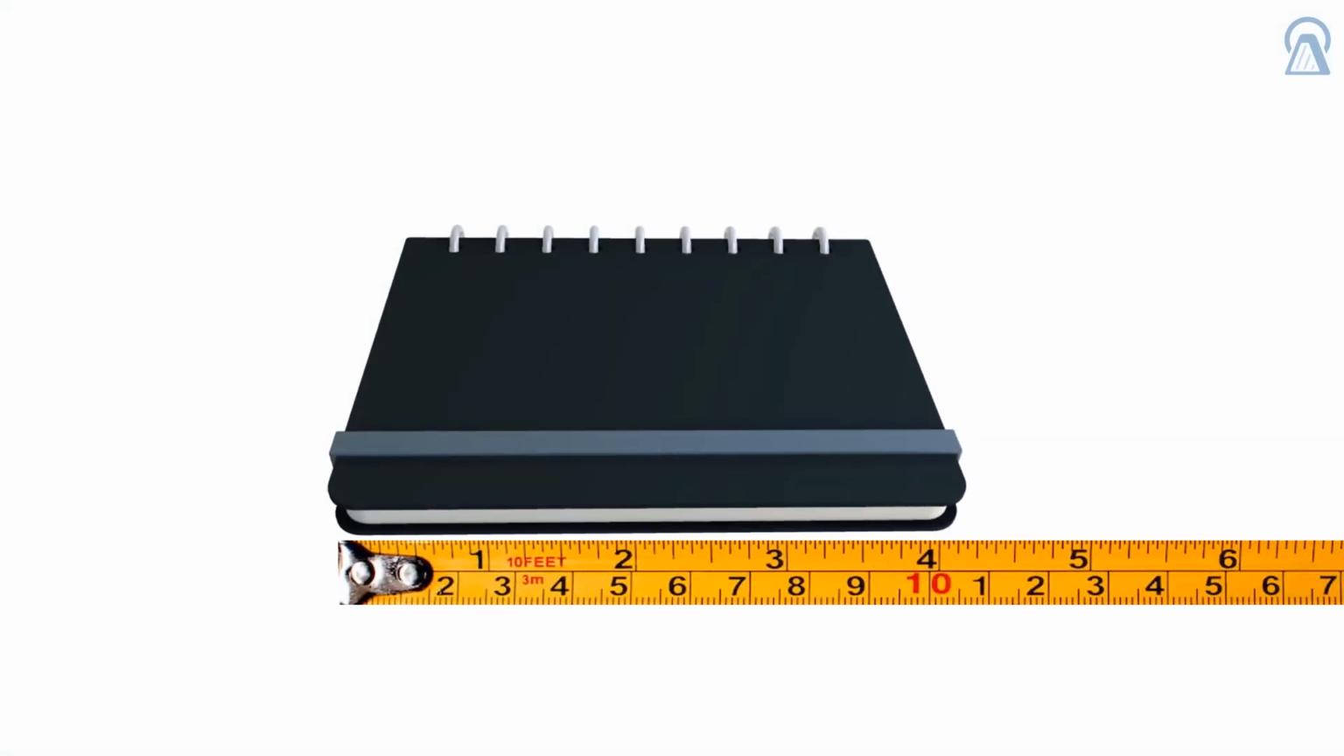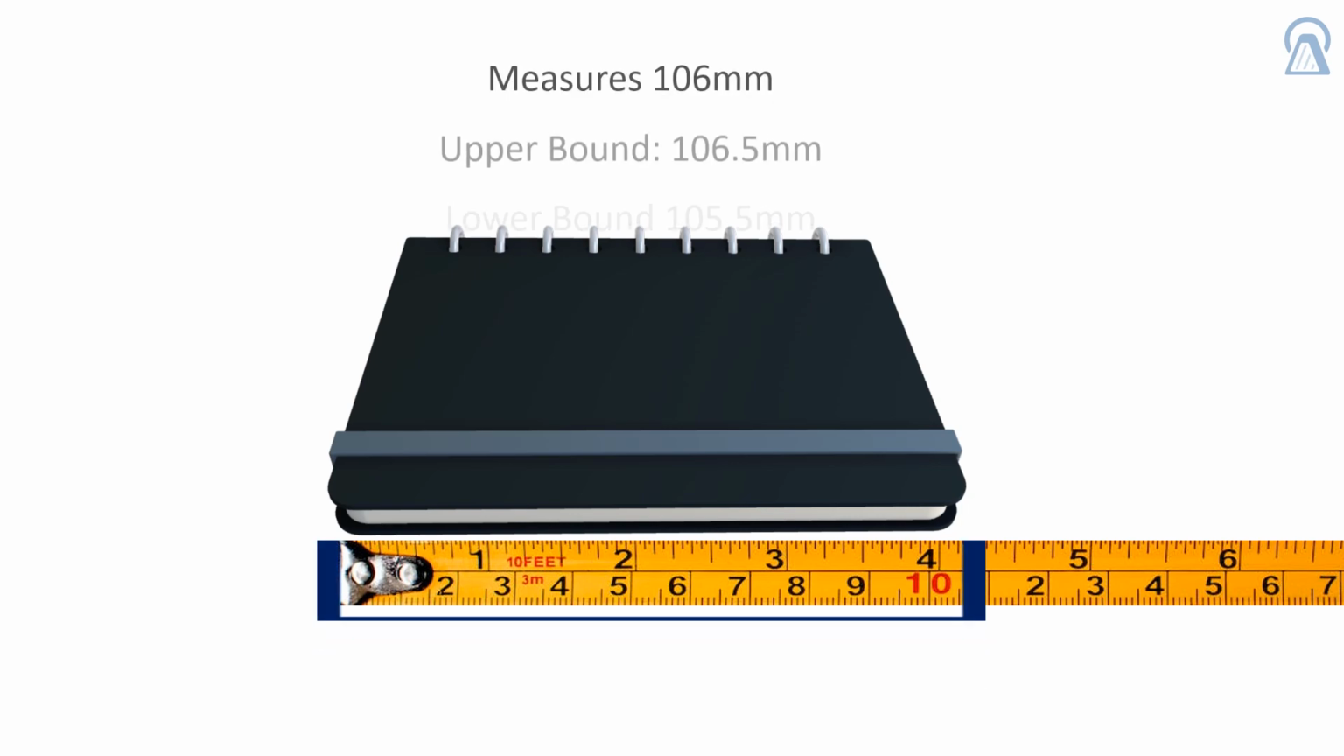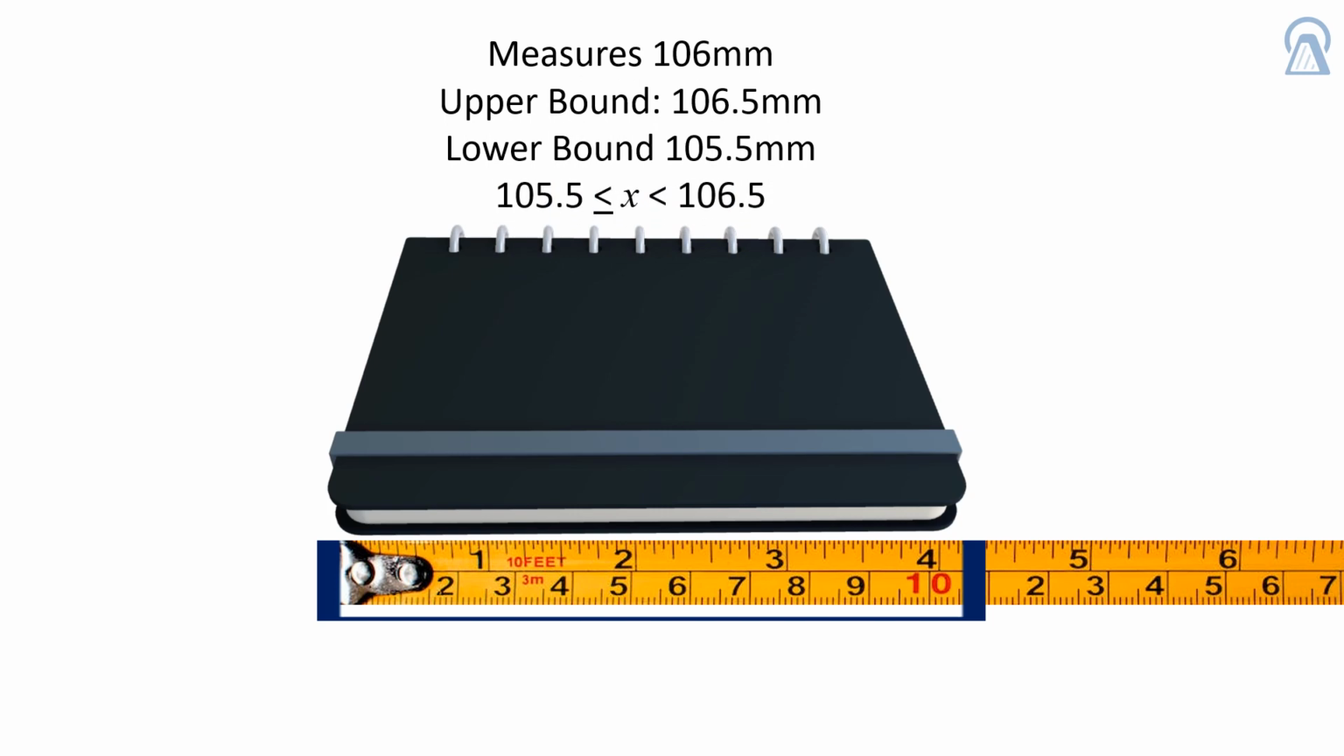Understanding both upper and lower bounds is crucial because it helps us convey the range of possible values for a measurement. It acknowledges the inherent uncertainty in our measurements and provides a more realistic picture of the quantity we are dealing with.